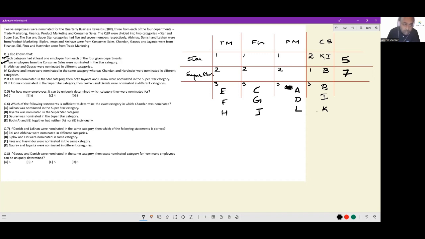Next. If EP was nominated in the star category, both Jayanta and Gaurav were nominated in the superstar category. Again, because there's an if, we can't be certain, we can't record. Next line, if EP was nominated in the superstar category, then Lakhan and Danish are nominated in different categories. And at this time, it should trigger, oh, we have 2 possibilities from EP being placed in star category or superstar category, which would mean I cannot possibly work only with this case. I will have to create an alternate case as well. I will have to create an alternate table as well.